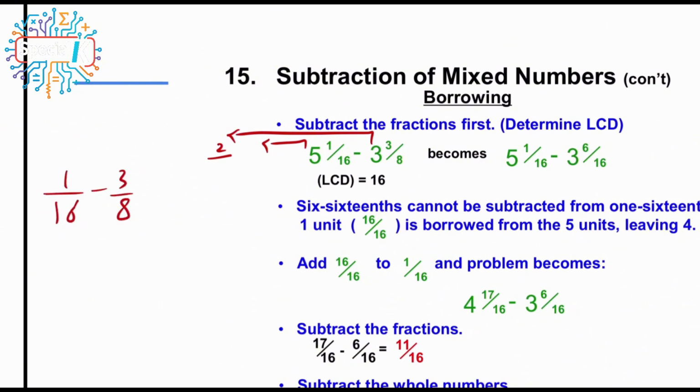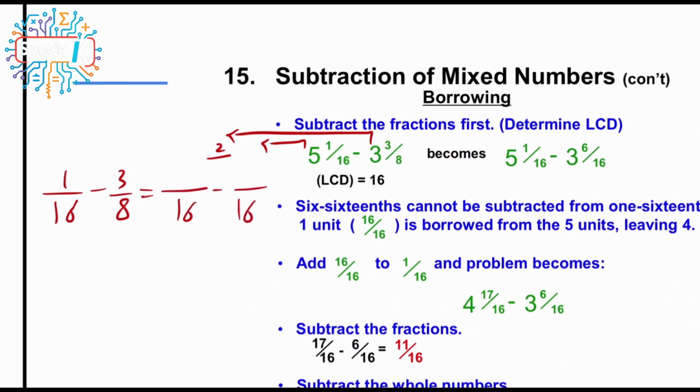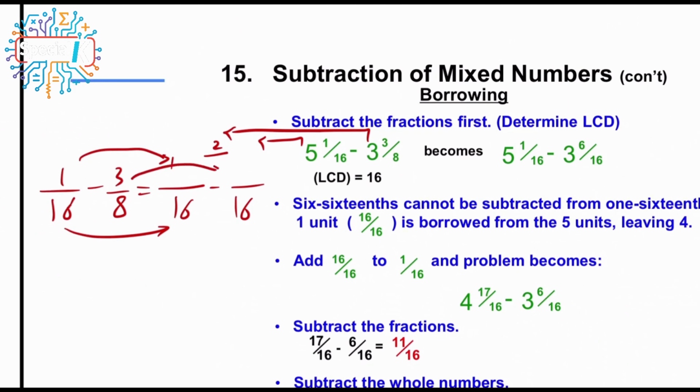If I want to do the subtraction, I have to find the common denominator. The common denominator is 16. This one needs nothing, so I have it as 1 over 16. This one is going to be multiplied by 2, so I have 6 over 16. So the final answer is going to be something negative, which I don't like. I only like positive numbers.